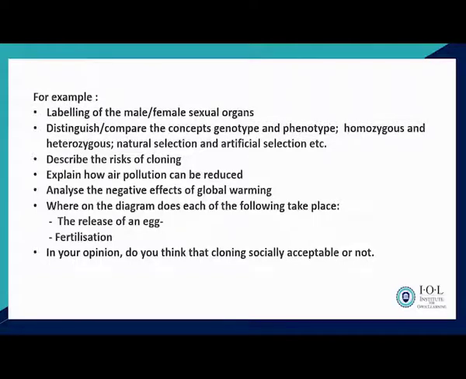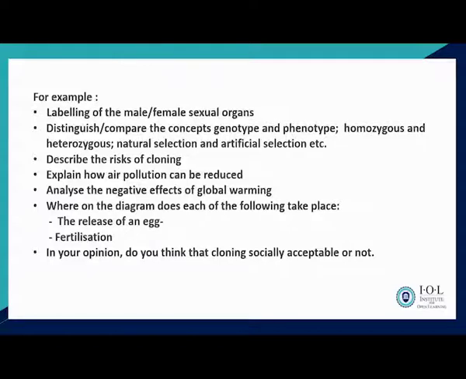What we also do in biology, we also ask you to label. I think you have noticed by now in the assignments and previous exam papers, you are asked to label some of the diagrams or pictures. You can also be asked to distinguish or compare concepts like genotype, phenotype, homozygous as well as heterozygous, natural selection, and artificial selection. These are just examples.